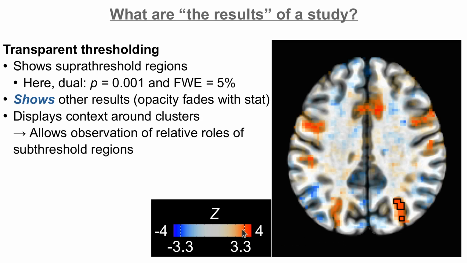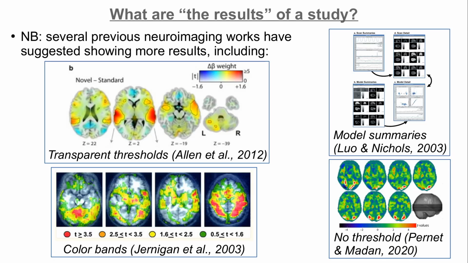And as you can see here with the kind of fading, we're mostly seeing where results are near threshold and they fade away as you get towards 0 with the statistic. So this allows us to see the full context around the cluster still, and really we can see the kind of relative roles either across the network or other subthreshold regions quite usefully.